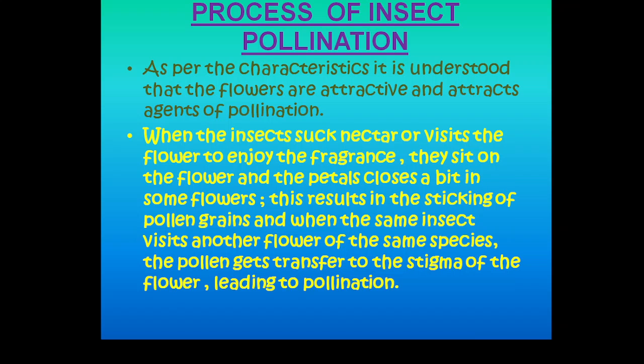Simple thing. In a flower it is sucking the nectar, it is enjoying the fragrance, anything you can say, just remember. So it is there to suck the nectar. The pollen grains are attached to its body. Now when this same insect is going to another flower of the same species, the pollen is automatically transferred from its body to the stigma of that flower, and the pollination will take place.